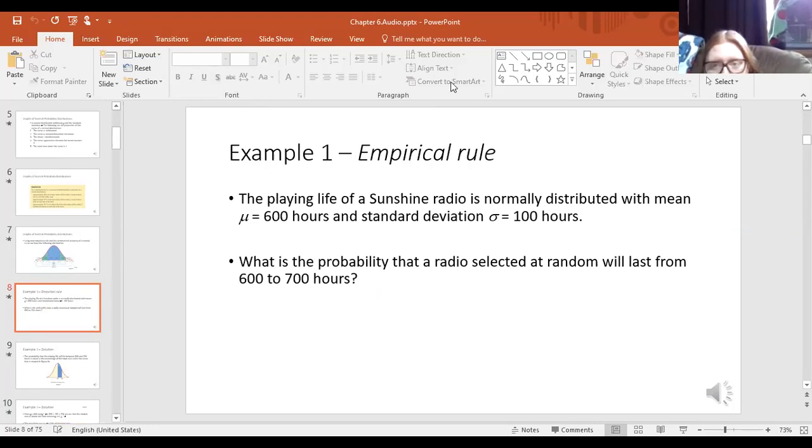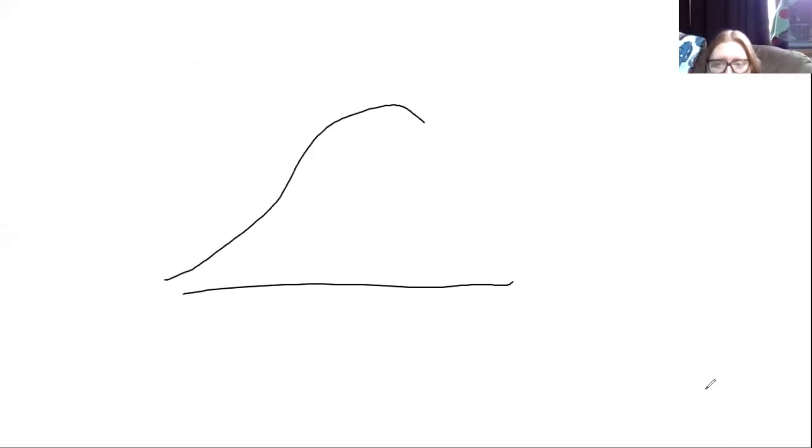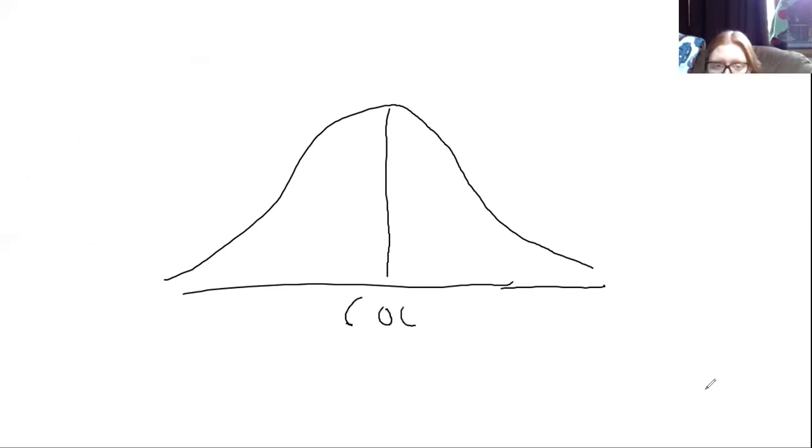I'm going to change the screen to use a whiteboard. So here, we have a normal distribution with a mean of 600 and a standard deviation of 100. One standard deviation above the mean will take us to 700. Two standard deviations above the mean will take us to 800.